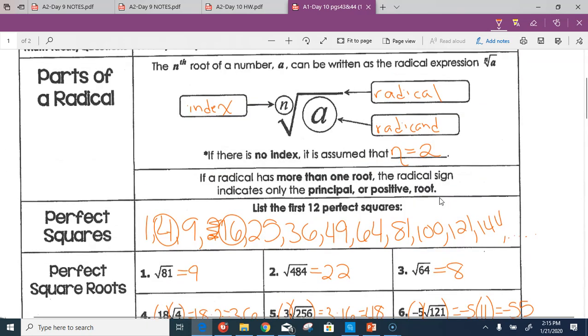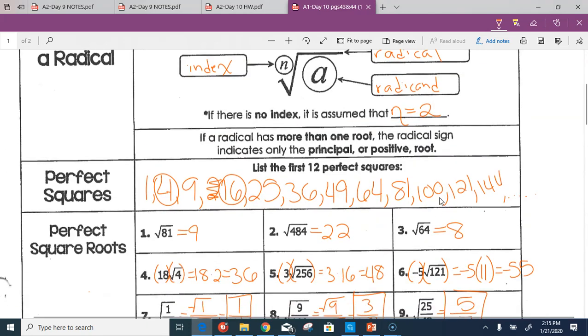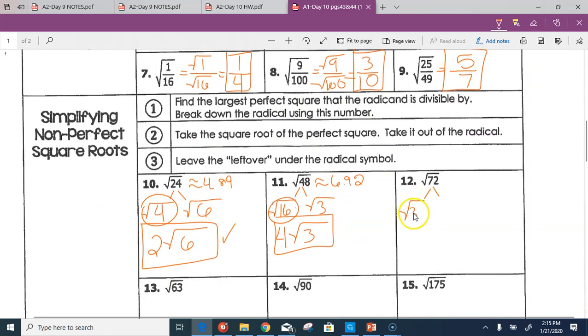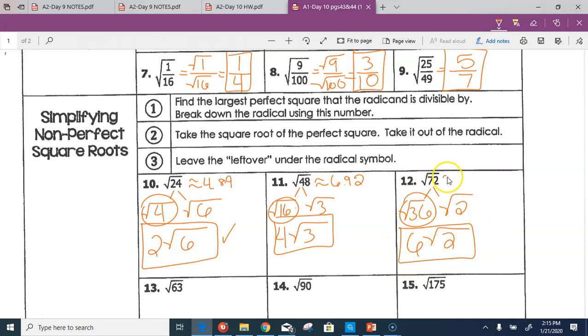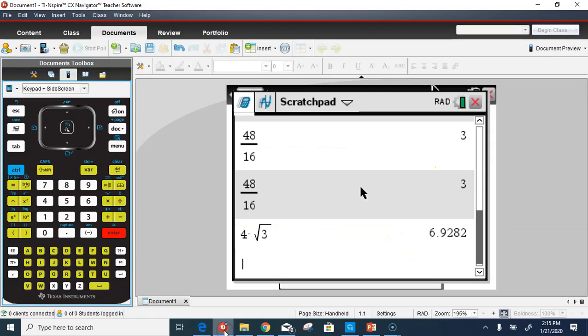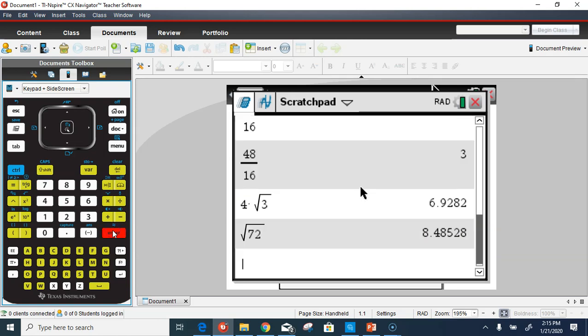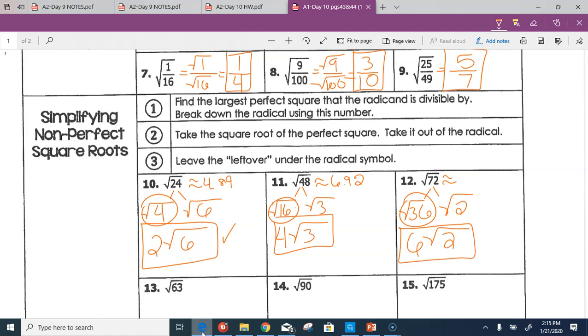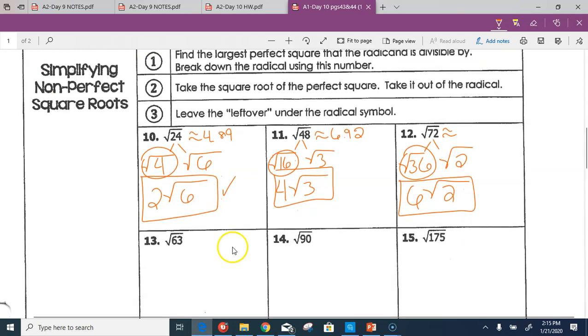What's the biggest number from my list up here that goes into 72? That would be 36 times 2. The square root of 36 is 6. So 6 square roots of 2. I can verify this. The square root of 72, according to my calculator, is 8.48. I got 6 square roots of 2, which should actually give me the same decimal, and it does. So I know my answer is correct. I'll finish up these last 3.